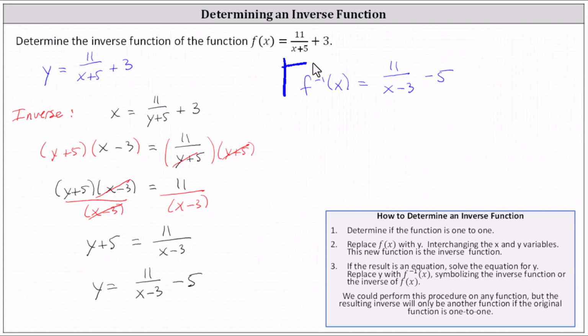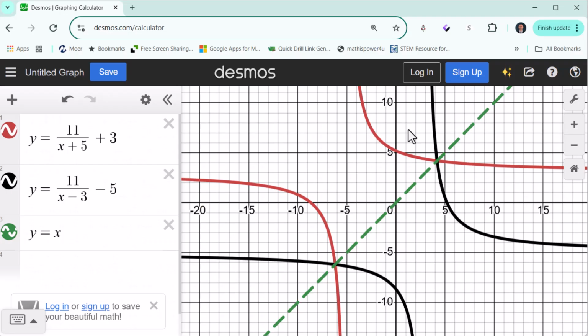And before we go, let's verify this graphically. Recall, if we graph the original function f of x and f inverse of x on the same coordinate plane, the two functions should be reflections of one another across the line y equals x. For both functions, I've replaced function notation with y. The original function is graphed in red. The inverse function is graphed in black.